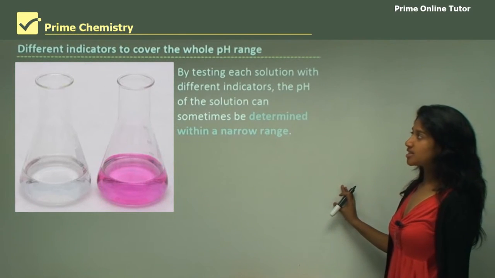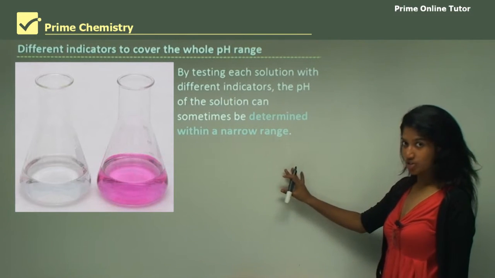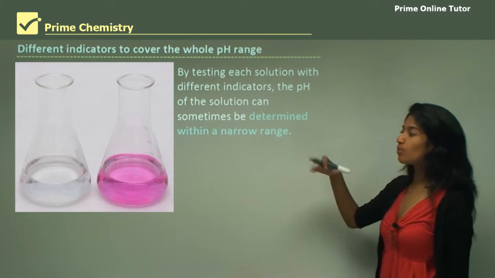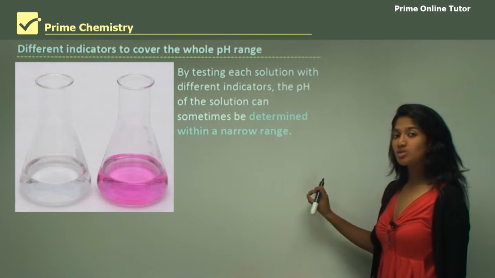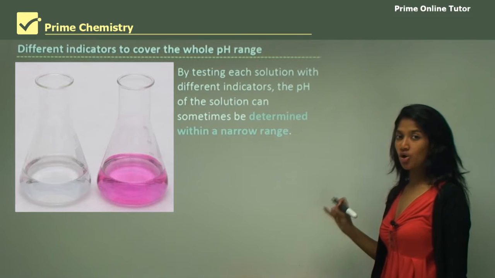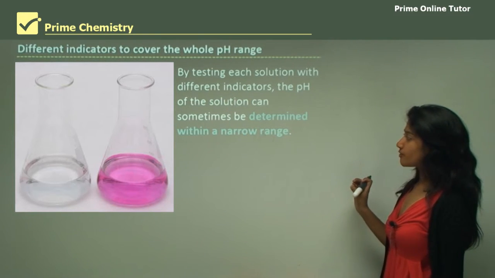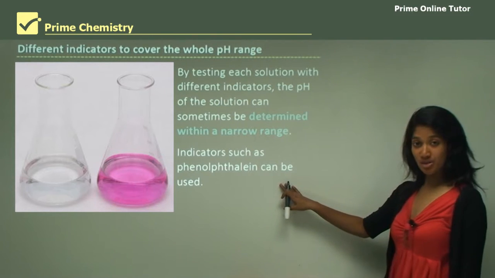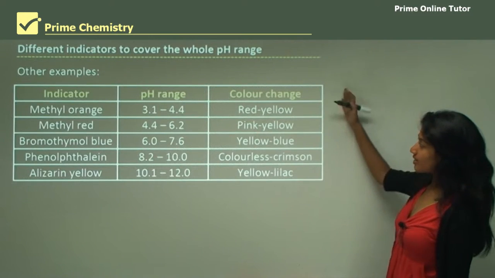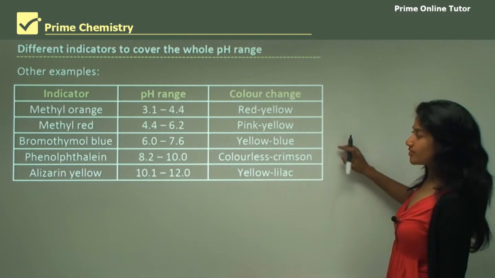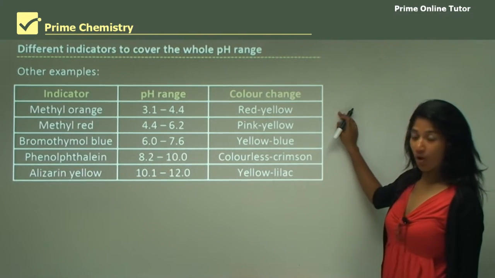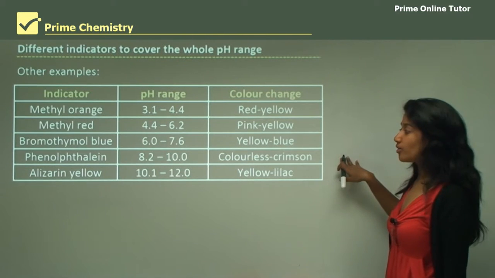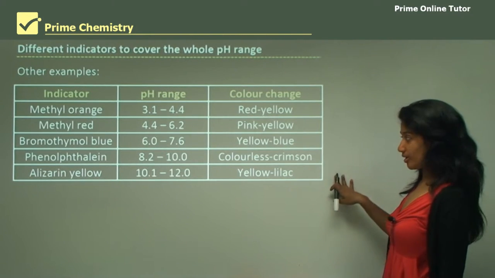Different indicators cover a whole range. So other than using just universal indicators, we will be using more than one indicator, and this way we can narrow down the range of the pH. So for example, indicators such as phenolphthalein can be used. Look at this table here. There are a range of indicators we can use. For example, methyl orange, methyl red, bromothymol blue, phenolphthalein, and alizarin yellow.